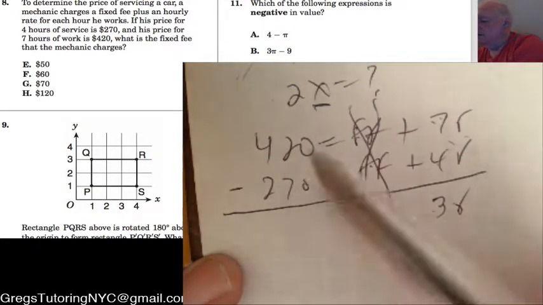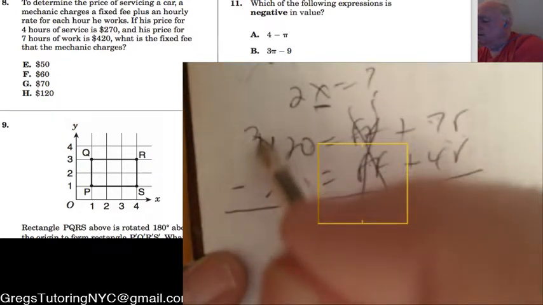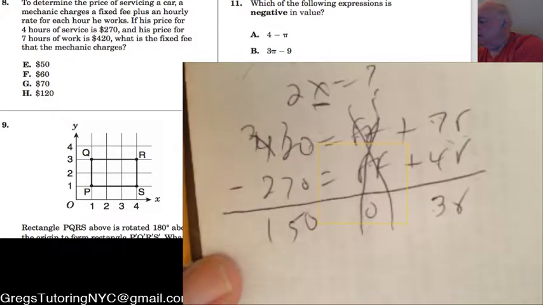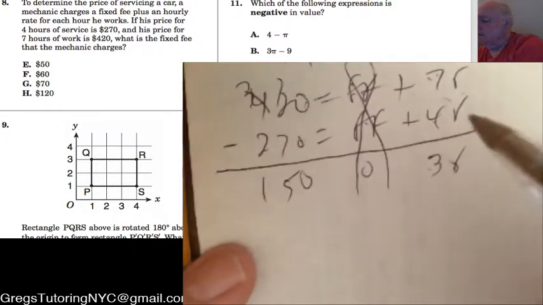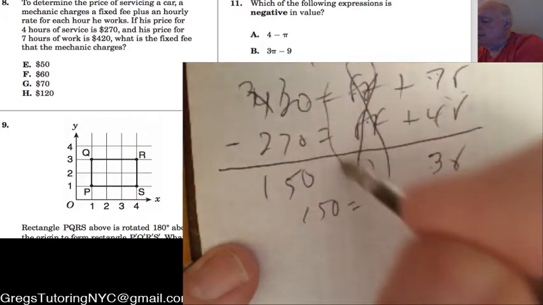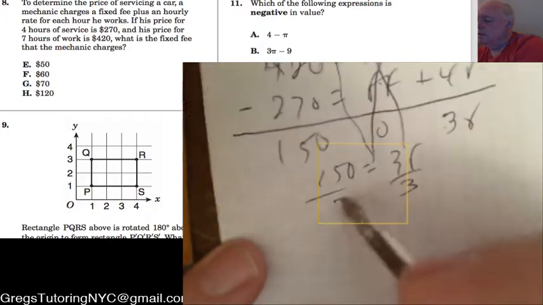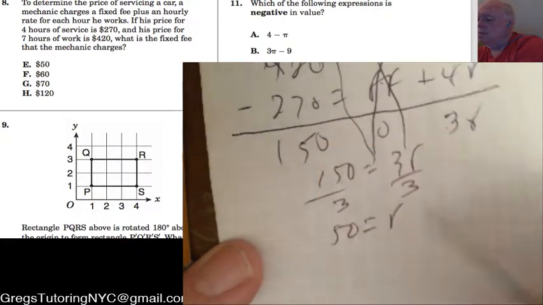And then over here, we're just going to subtract those. So 0 minus 0 is 0. We're going to do a borrow. We're going to get 5. So we're going to get 150 equals 3r. The equal sign just drops down, 3r, and then we're going to divide by 3 on both sides. So we get 50 equals the rate.